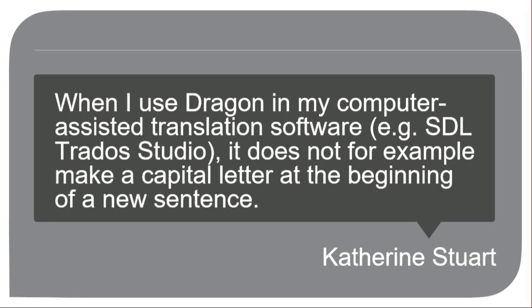Catherine asks: when I use Dragon in my computer-assisted translation software, it doesn't make a capital letter at the beginning of a new sentence. This sounds like we're not getting full control in that text window. We don't know the versions there. So you can explicitly say cap and then the word following to capitalize that word, if it's consistent. If it isn't, if you've got something odd going on there, again, call support.